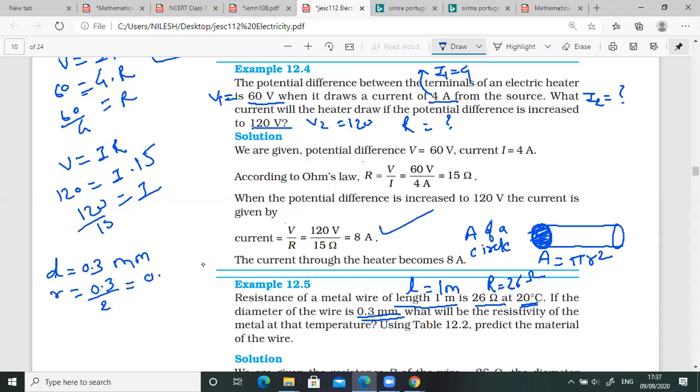0.15 mm. Yes or no, children? Sir, how? 0.3 means 0.30. Yes or no?